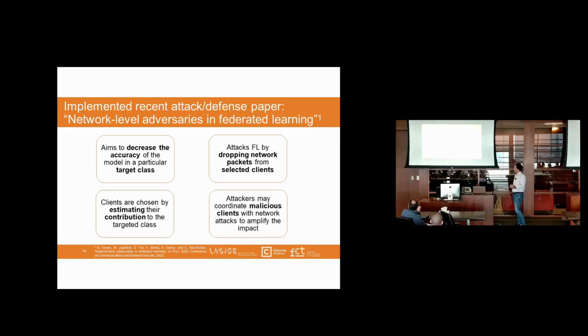You achieve that by dropping packets in the network. Okay? Which packets are you going to drop? You're going to drop the packets from the clients that are contributing more for the global model to learn how to classify the target class. So you identify these, and after that, you start dropping the packets from these nodes.